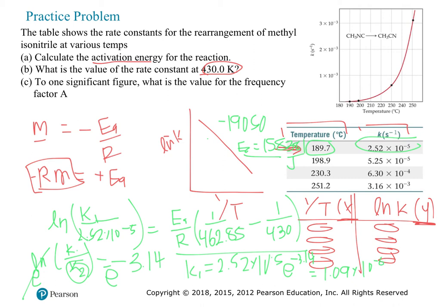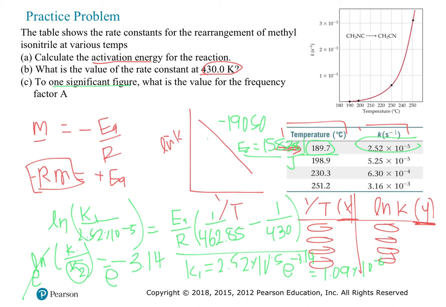So now we want to just do a little check. Does that make sense? Well, 430 Kelvin is less than our 462 Kelvin, and so we should have a smaller rate constant, and we do, so it works out. So sorry, there's a lot of steps in here. Then I want to know, to one significant figure, what is the value for our frequency factor A?